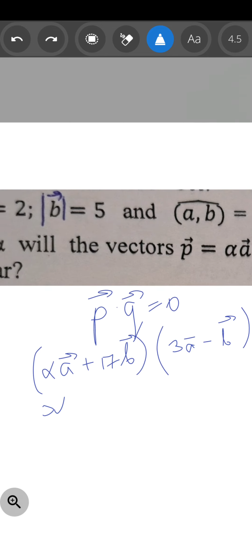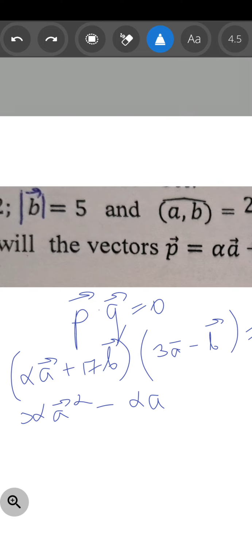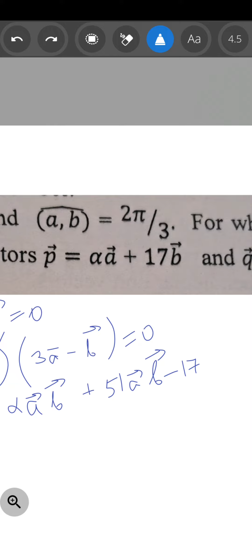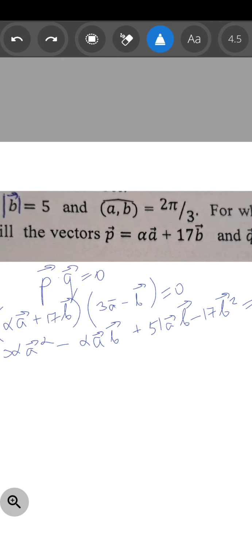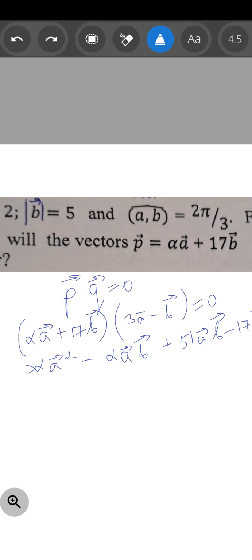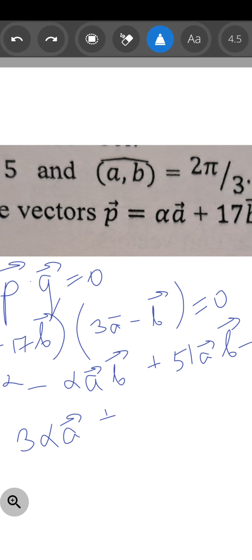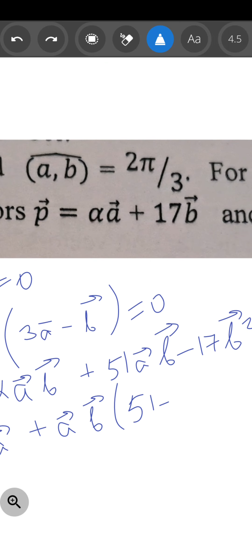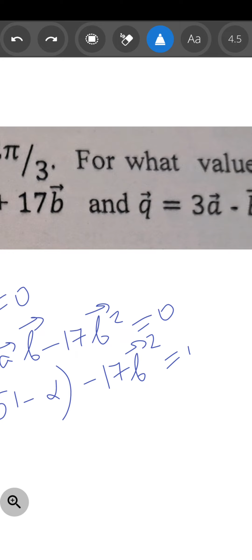We obtain that 3 alpha a squared minus alpha ab plus 51ab minus 17b squared equals 0. Let's combine like terms ab in this expression. So we get that 3 alpha a squared plus ab times (51 minus alpha) minus 17b squared equals 0.